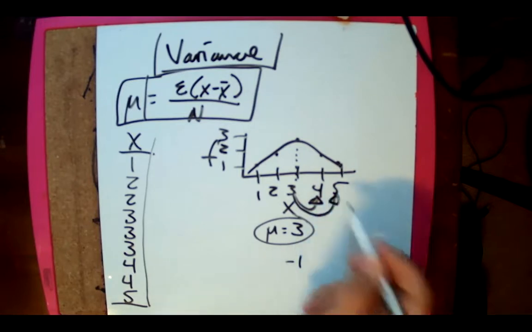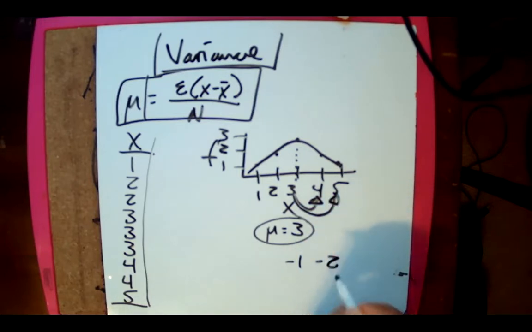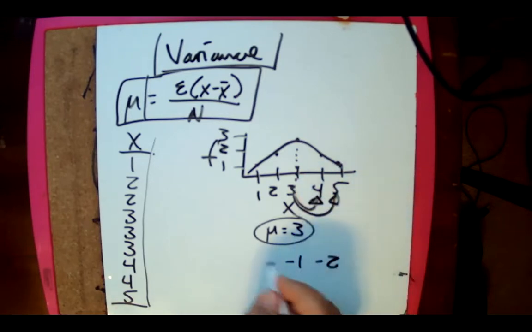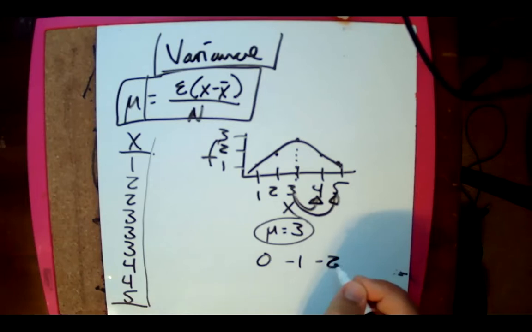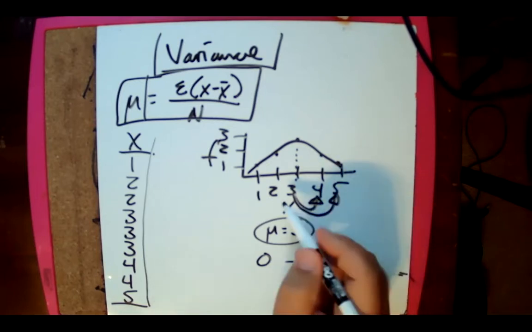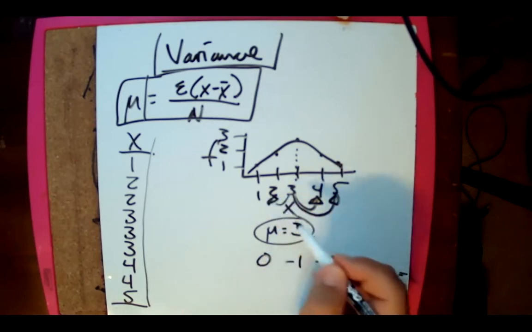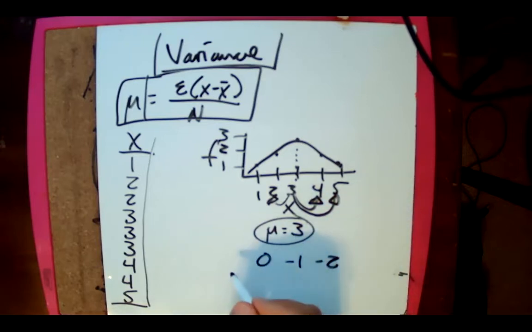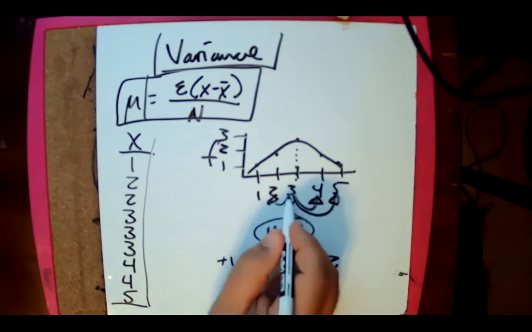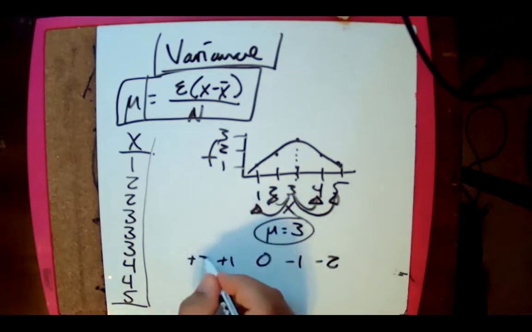Then we get 3 minus 5. Okay, that gives us a -2. Well, what about the distance between 3 and 3? Okay, that's a 0, right? What about the distance between 2 and 3? Oh, well, now look at that. We get +1, right? And then over here we get +2.